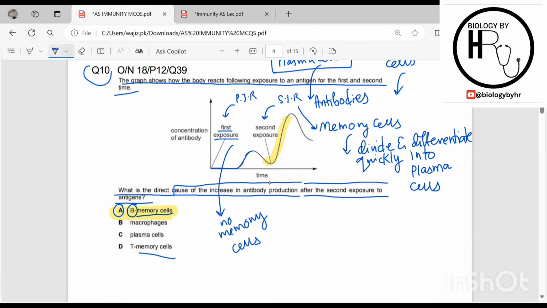Also, we can discuss one more thing over here: why is this concentration falling? What is basically making the concentration of the antibody fall in the blood? This antibody concentration is falling because the antibodies are being broken down in the liver. After the primary immune response takes place, the antibodies are basically broken down in the liver. That's why the concentration of the antibody is falling.